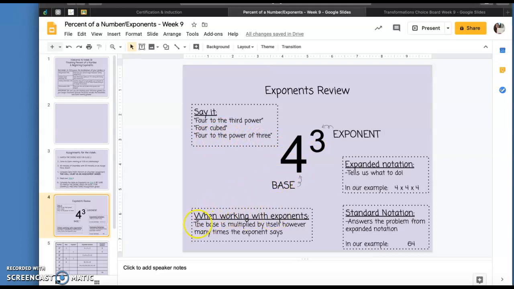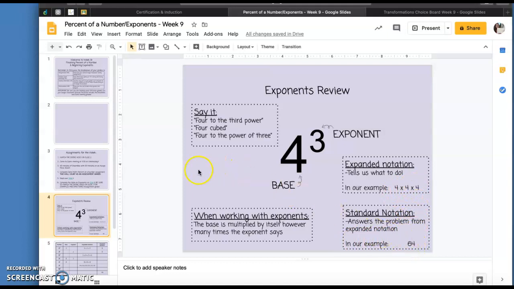When working with exponents, remember that the base is multiplied by itself however many times the exponent tells it to. Expanded notation tells us what to do. So in our example, 4 times 4 times 4. Here we have our base of 4 that we are multiplying, and we are doing it 3 times because that's what our exponent is telling us to do. And then standard notation answers the problem from the expanded notation. So in our example, our answer is 64 because 4 times 4 times 4 is 64.